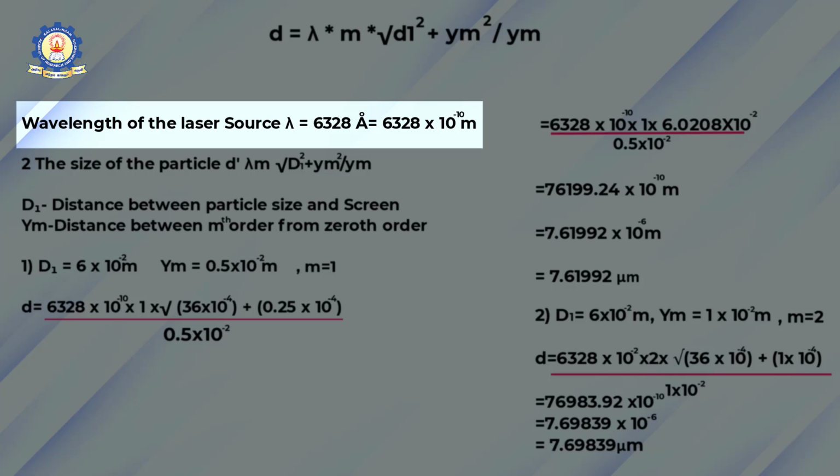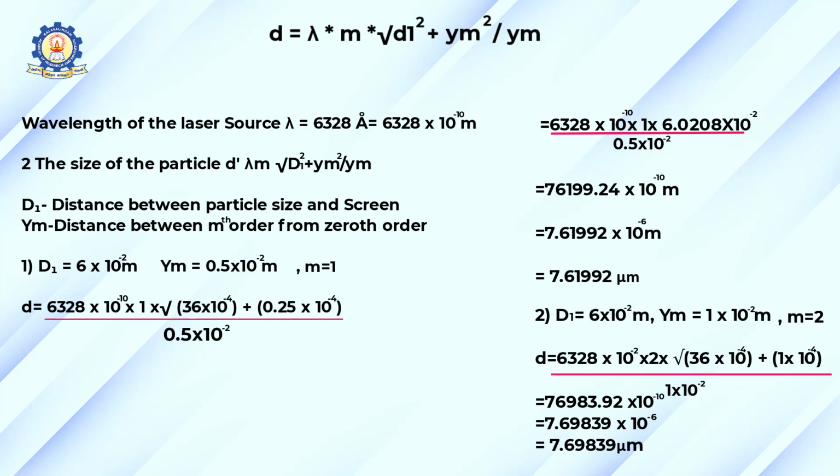Now, first we are going to fix the distance between the glass plate and the screen at 6 centimeter. Now we have to measure the first order, that is, the 0th order to first order distance, and on the left hand side it is 0.5 centimeter.